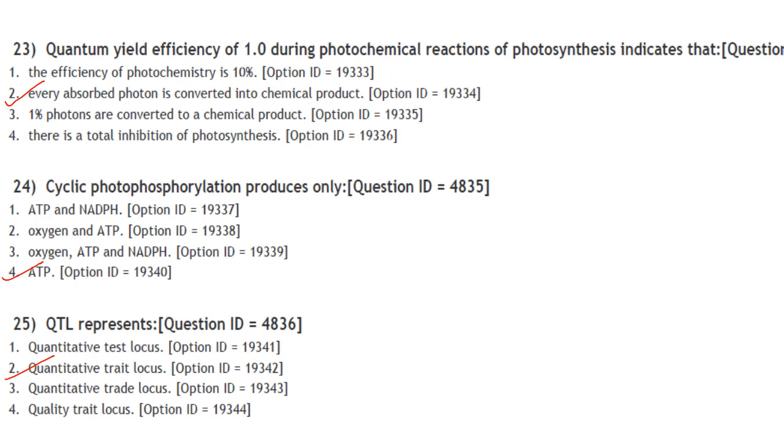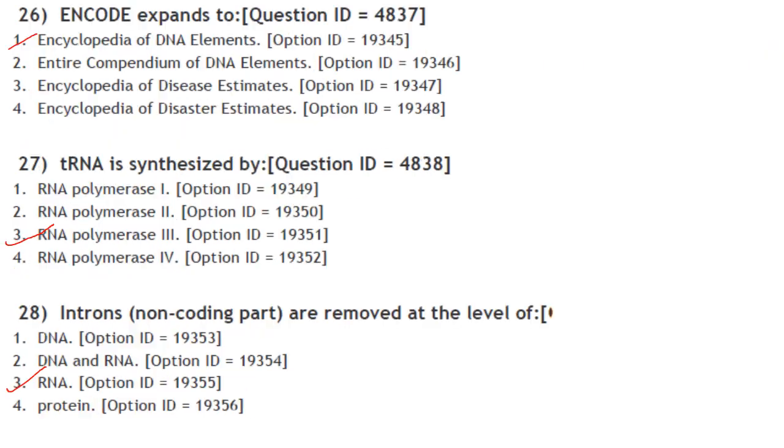Then next one. Cyclic photophosphorylation produces only ATP. It is cyclic photophosphorylation, so it produces only ATP. QTL represent quantitative trait locus. Answer is option 2. Then ENCODE expands to Encyclopedia of DNA Elements.